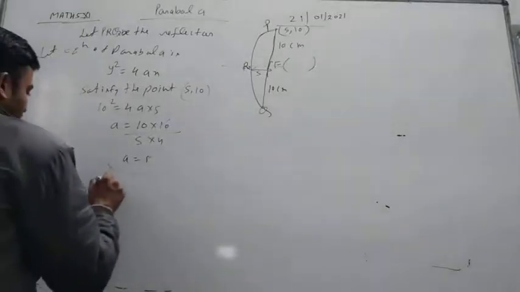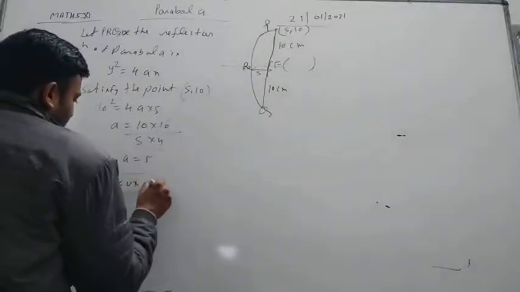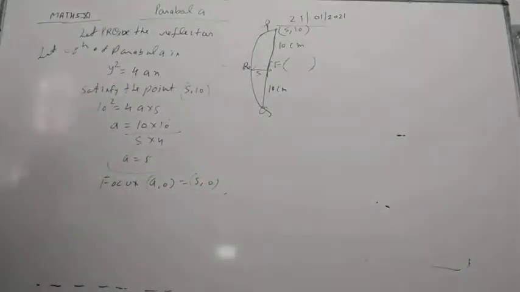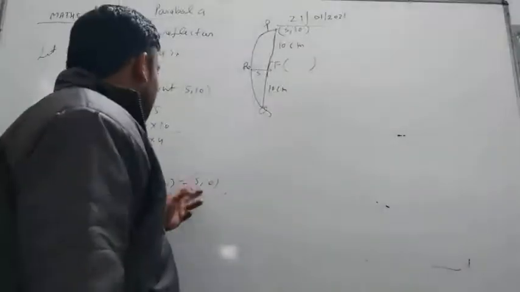So its focus will be (a, 0), so it will be (5, 0). So the focus of the parabola will be equal to what? (5, 0). Okay, student, so this will be our (5, 0).